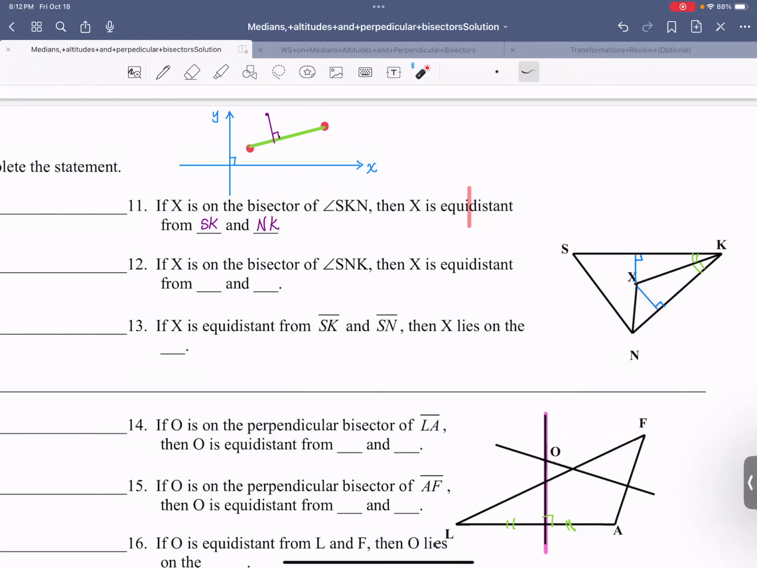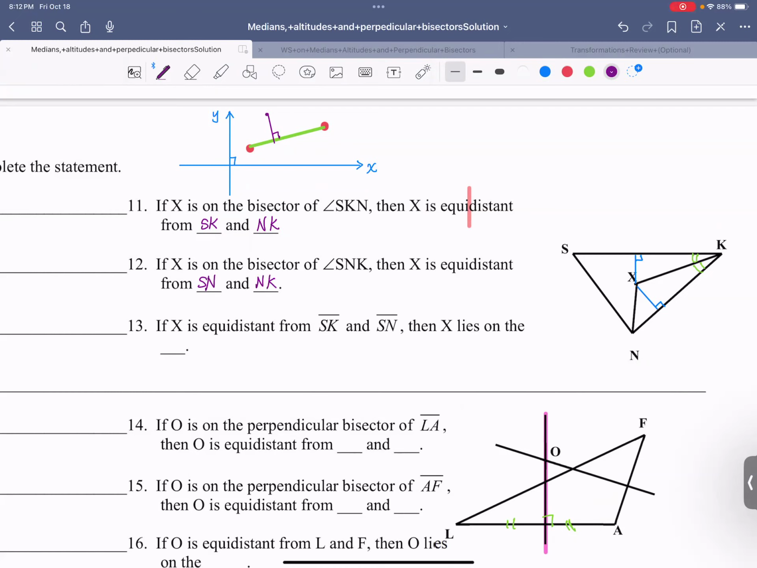Next one, do the similar thing, Emma. X is on the bisector of SNK. So X is equidistant to what? This is equal, okay? So answer here using the same method. Go. It would be X is equidistant from SN and NK. You got it. That's right. That's the thing I'm looking for.